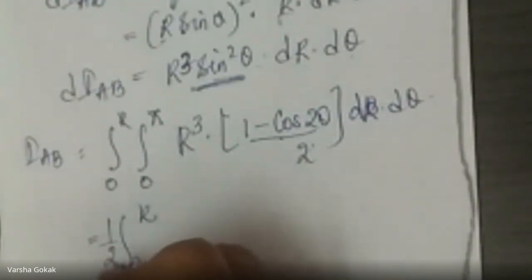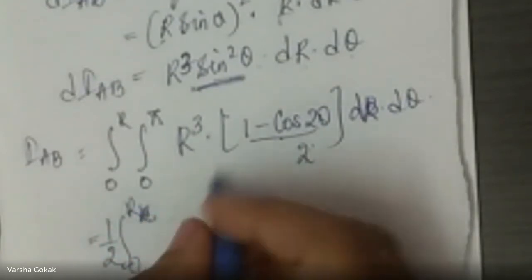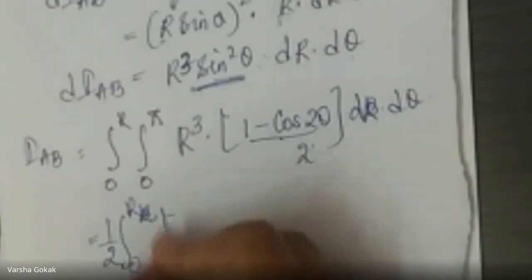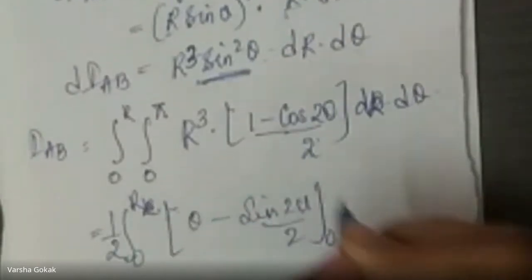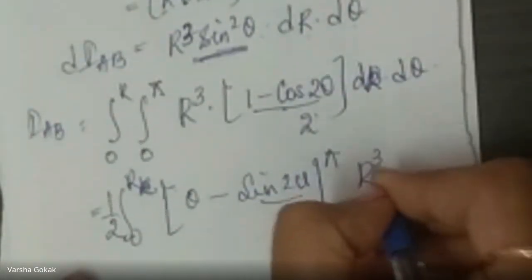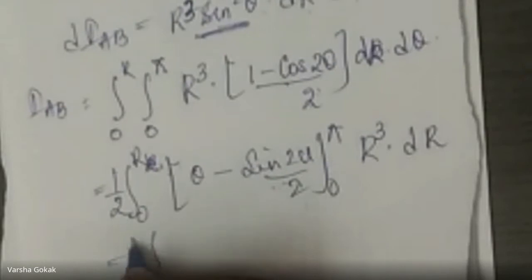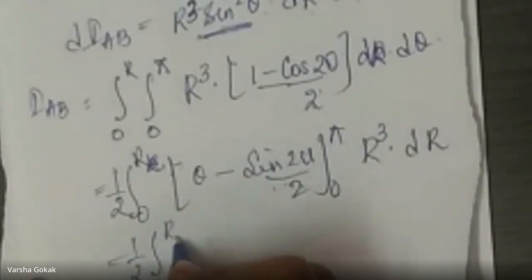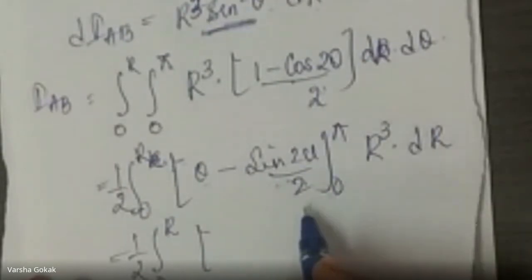I'll take half outside. Okay. 0 to r as it is. Then I have r cube, I'll take it to the right hand side. This becomes theta minus sine 2 theta by 2 with limits 0 to pi. R cube is remaining and dr, because d theta we have already done. When you substitute for the limits, half 0 to r is there as it is. This becomes pi minus sine 2 pi by 2. That value would be equal to pi. Okay, r cube into dr.